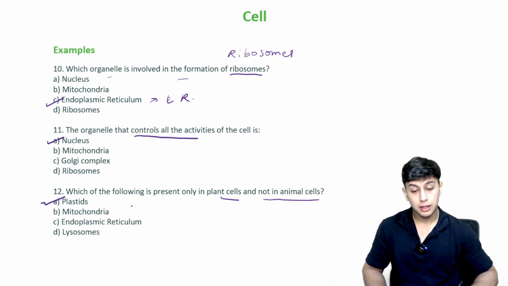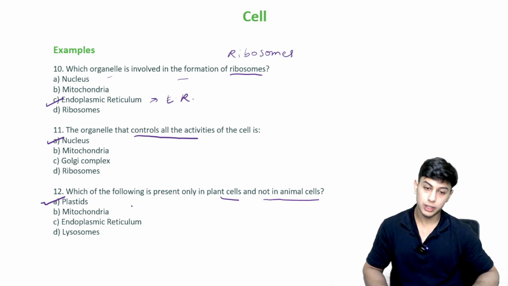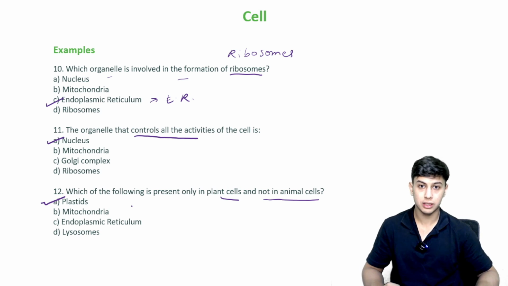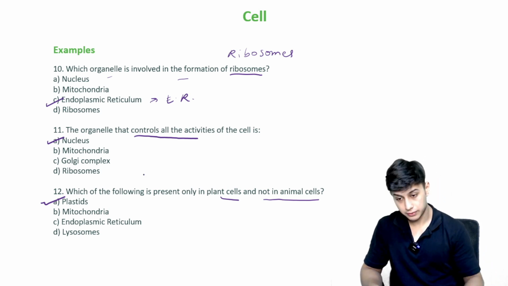Why plastids? Because in animal cells there is no chlorophyll. Okay, the cells do not store any food, and there are no chromoplasts, there is no coloring, so no plastids. Plastids are absent in animal cells, in humans, in animals, but in plants it is present.